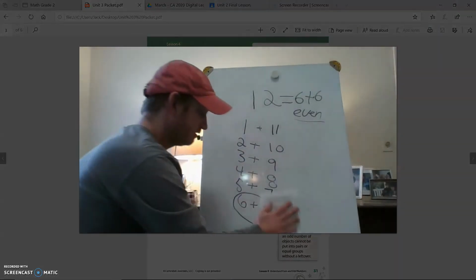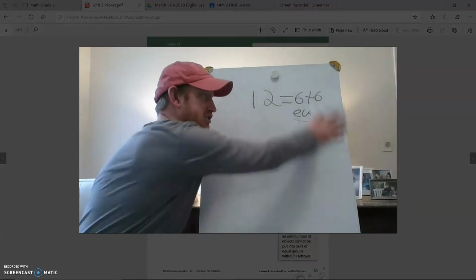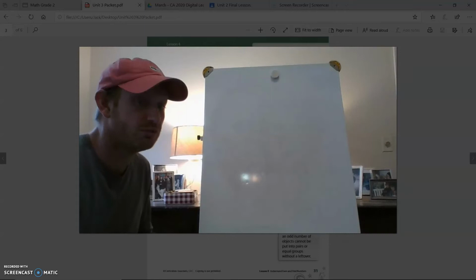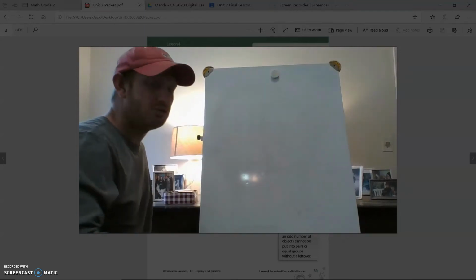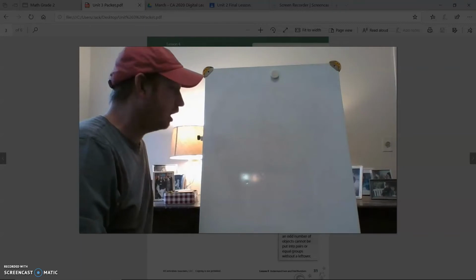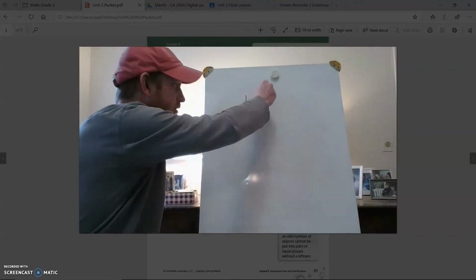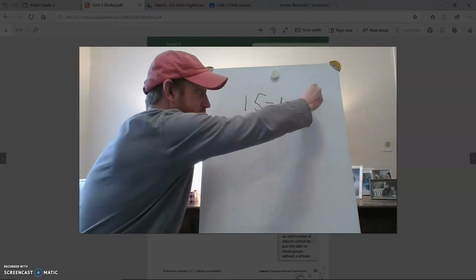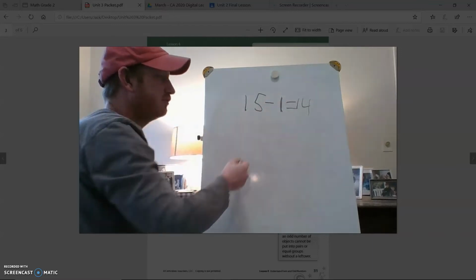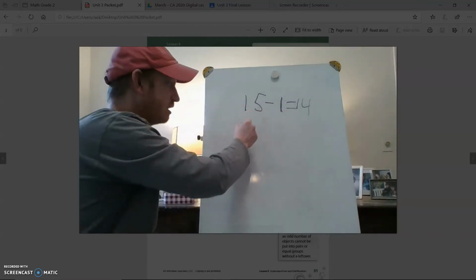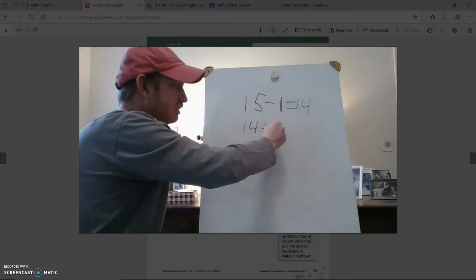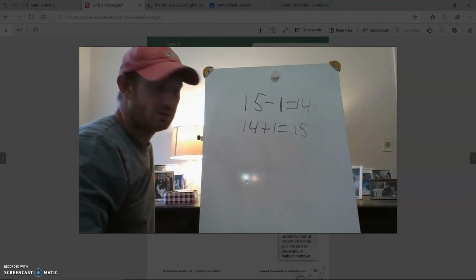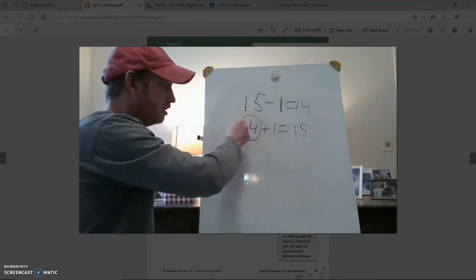Well, they gave us a little hint. They told us that we're going to make a doubles plus 1. And whenever you do doubles plus 1, it's going to be an odd number. So instead of doing doubles plus 1, I'm going to do my 15 minus 1 equals 14. Because 15 minus 1 equaling 14 is the same as 14 plus 1 equals 15. So I need to find my doubles facts for 14.